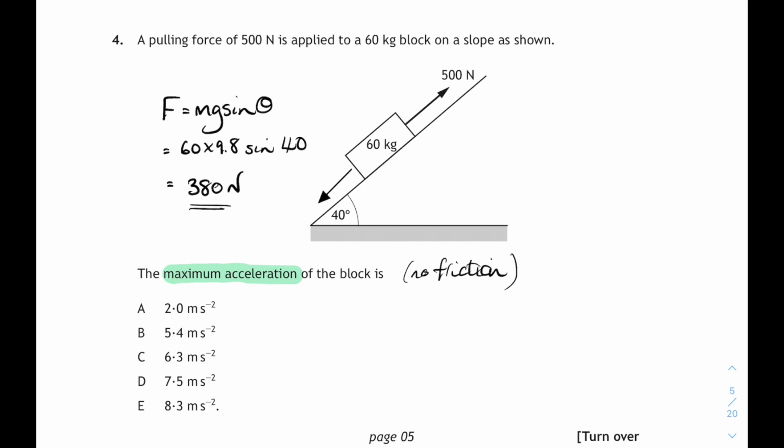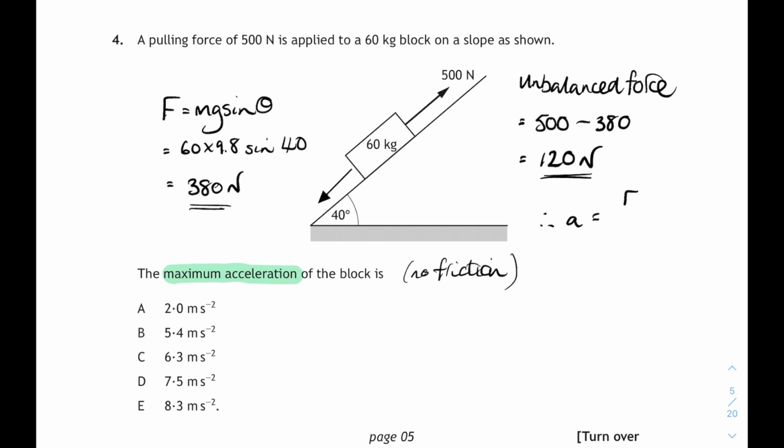So if there's 380 newtons acting down the slope and 500 newtons acting up the slope, then the unbalanced force acting on the block will be 500 minus 380, which is 120 newtons. That's the unbalanced force that will be making the block accelerate. So we're going to use that in our F equals ma equation. The acceleration is 120 over 60. That's 2 metres per second squared. That's answer A.